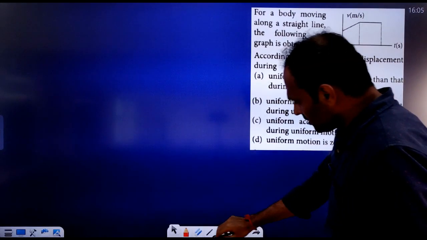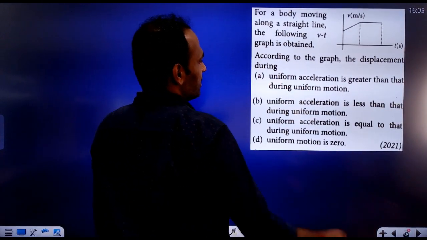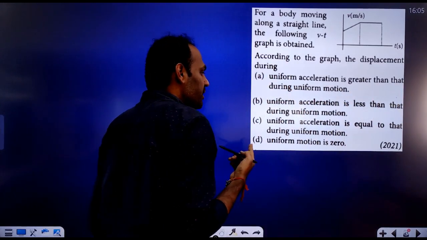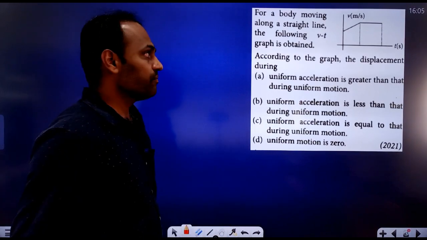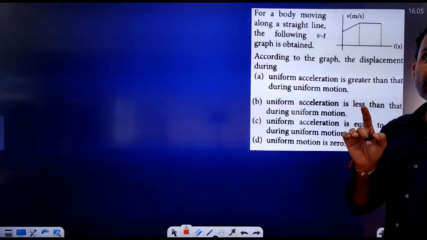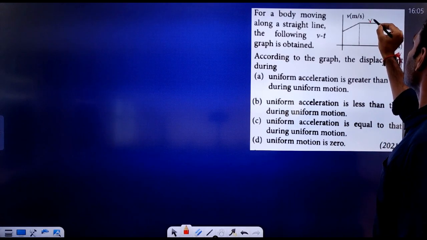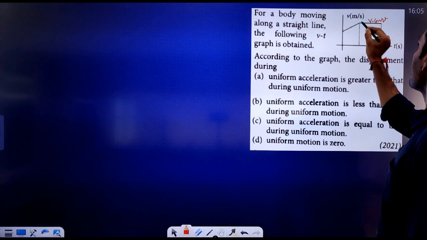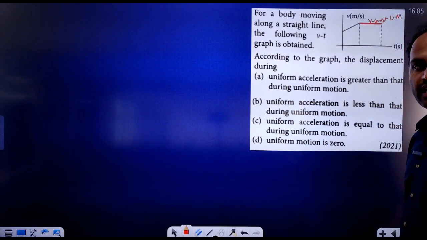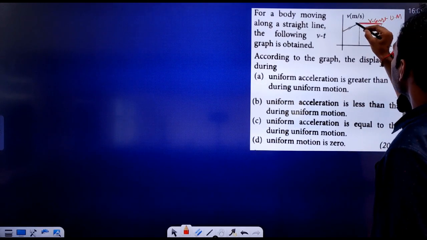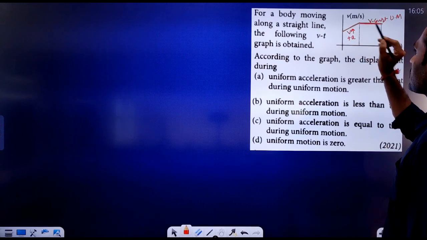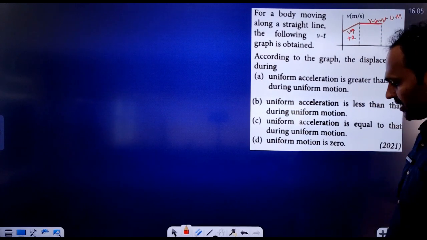Okay, so let us understand this correctly. See, uniform acceleration is greater than that during uniform motion. Here the options are given in terms of uniform acceleration and uniform motion. So where is uniform acceleration and where is uniform motion? Uniform motion means velocity should be constant. The velocity is constant here, this straight line parallel to the x-axis. Velocity constant indicates uniform motion. Here velocity is increasing. If velocity is increasing, it has positive acceleration, and that is called accelerated motion.